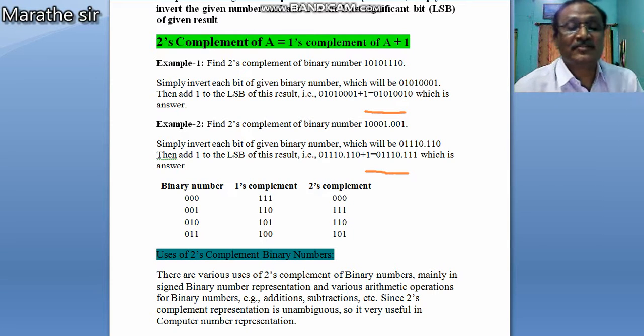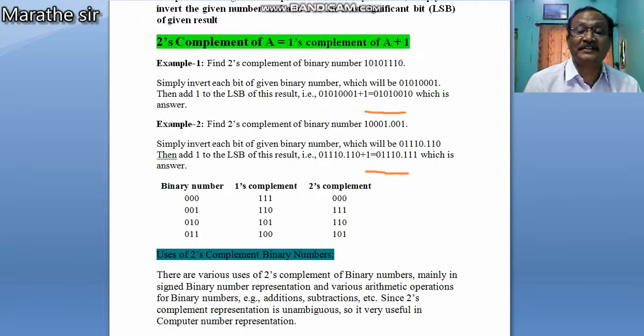What are the applications? What are the uses of the 2's complement of binary numbers? There are various uses of the 2's complement of binary numbers, mainly in signed binary number representation and various mathematical operations on binary numbers, similar to the 1's complement of a binary number. It is used in addition and subtraction, since 2's complement representation is very useful in computer number representation.